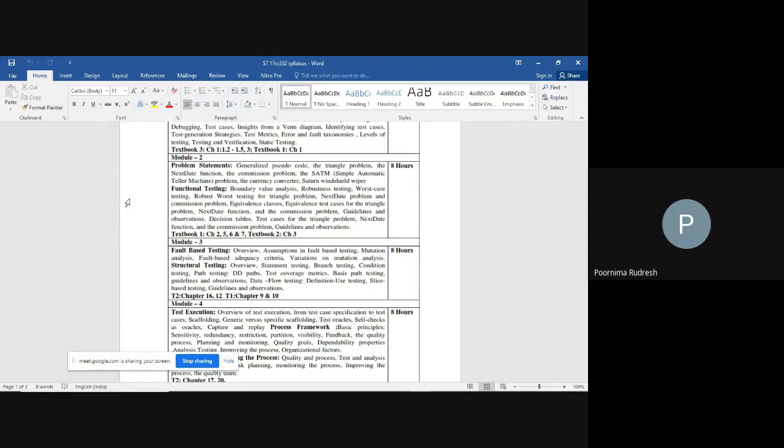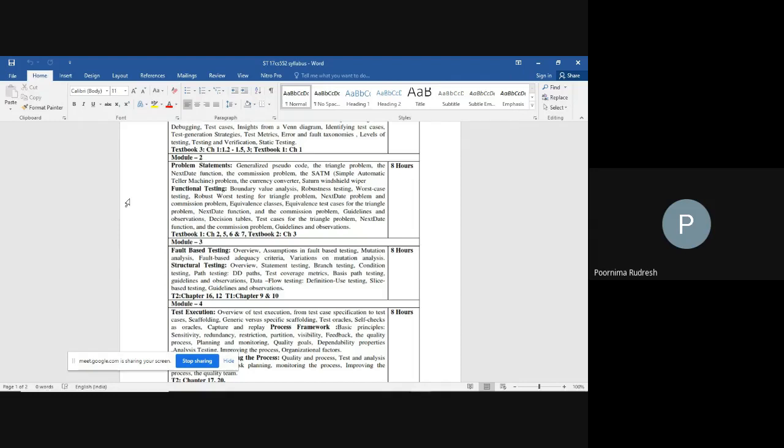Okay, next you are going to study about functional testing. In functional testing, you are going to study about boundary value analysis, robustness testing, worst case testing, then robust worst case testing for the triangle problem, next date problem, and commission problem, equivalence classes, equivalence test cases for the triangle problem. Next, you are going to study about the next date function and the commission problem.